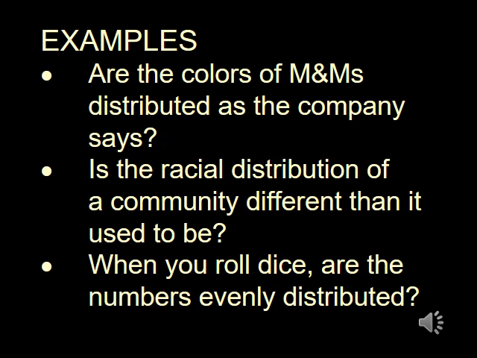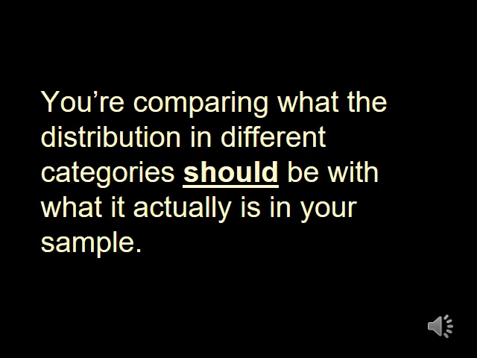If you roll dice, are the numbers evenly distributed? I had someone who literally did that for their project one year. They wanted to find out whether their dice were fair, and it turned out, yeah, they were. So what you're doing in each of these is you're looking at what should happen, and you look at what actually is in your sample, and you want to see, is this sample different from the way it's supposed to be?